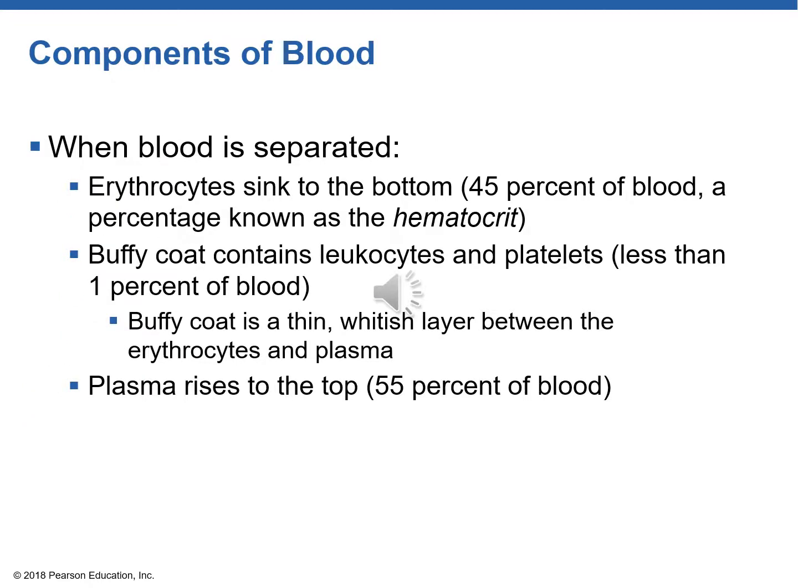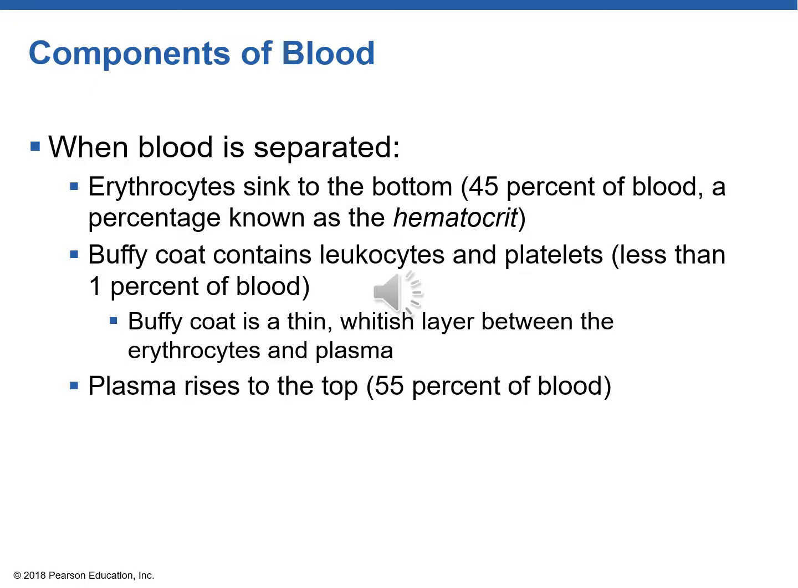A vial of blood can be put into a device which will spin it very quickly. It's called a centrifuge. And when the blood is spun, the most dense items will fall to the bottom and the less dense items will rise to the top. And that's what this slide starts to talk about here. So our erythrocytes sink to the bottom. 45% of the blood, they're known as hematocrit. This is our red blood cells. So they're going to fall to the very bottom.